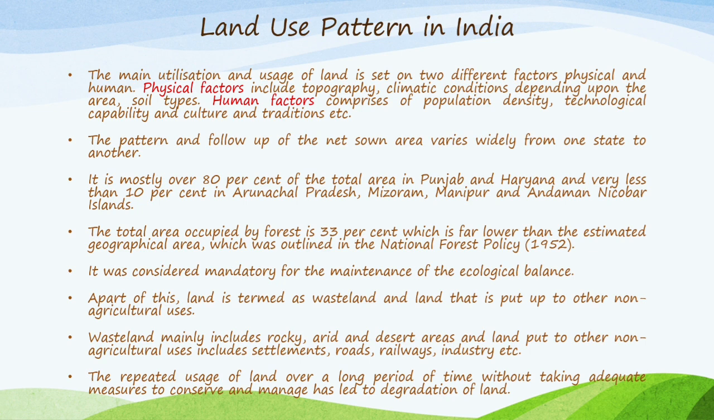Apart from this, land is termed as wasteland, and land that is put to non-agriculture use. Wasteland is considered rocky and arid, such as desert areas, and non-agricultural lands include settlements, roads, railways, industry, etc. The repeated usage of land over a long period of time without taking adequate measures to conserve and manage it has led to the degradation of land. We have used land extensively, and due to that, some conservation measures should be taken to preserve it.